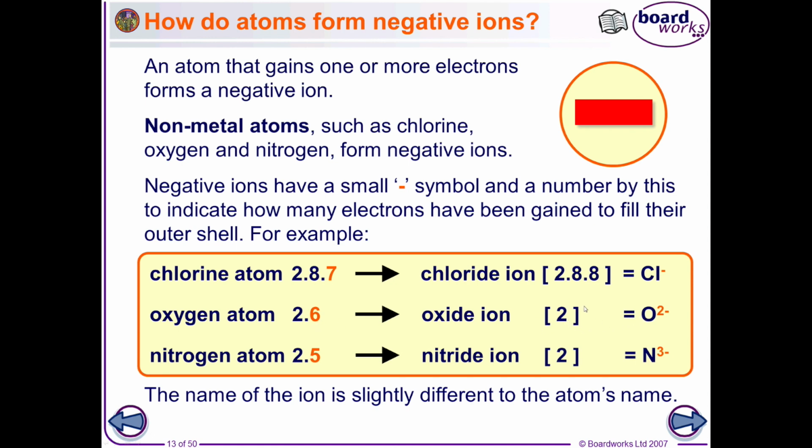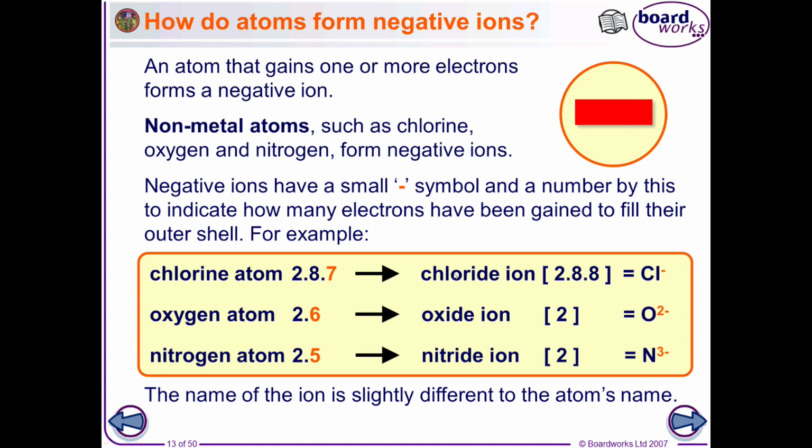Now there's a slight mistake on the slide here. It's saying the oxide ion's configuration is 2, when in reality it will be 2,8, because it's gained 2 on top of that 6 in order to get its outer shell of 8, and that's why it's got a charge of 2 minus. And then nitrogen, outer shell has 5 electrons, it's going to gain 3 and become 2,8. Again, there's a mistake here, but when it gains its 3, it's going to have a 3 minus charge.